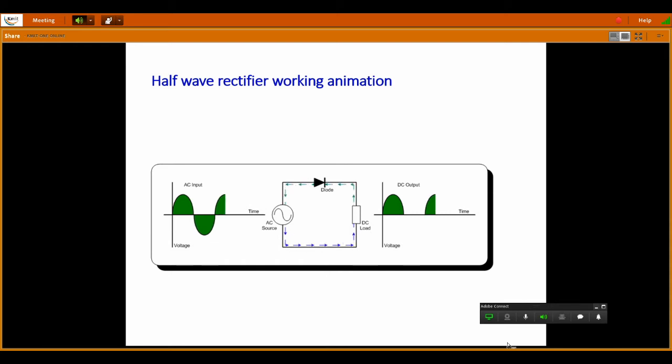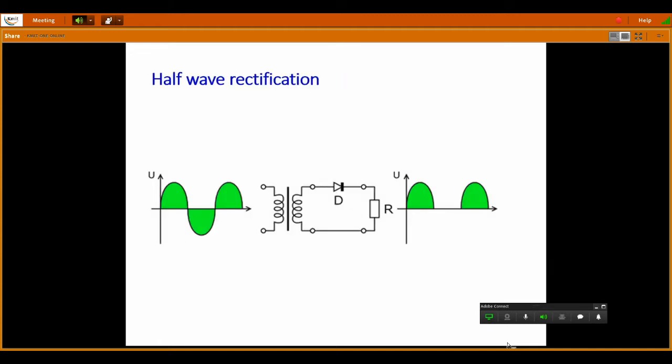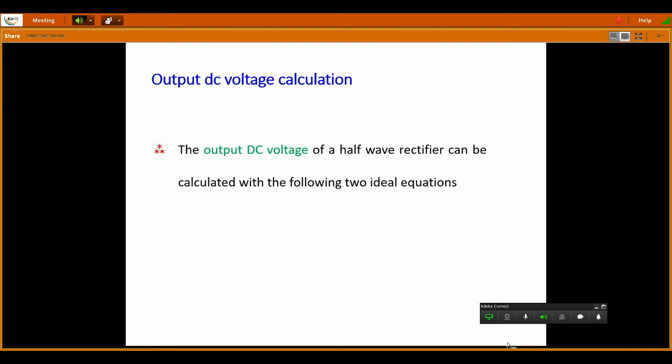During positive half cycle, since the diode is forward biased and conducting, you get the output as it is. But during negative half cycle, the diode is reverse biased, so there is no current flow, so output is equal to 0. This diagram also shows the same. So the output DC voltage of a half wave rectifier can be calculated with the following two ideal equations.